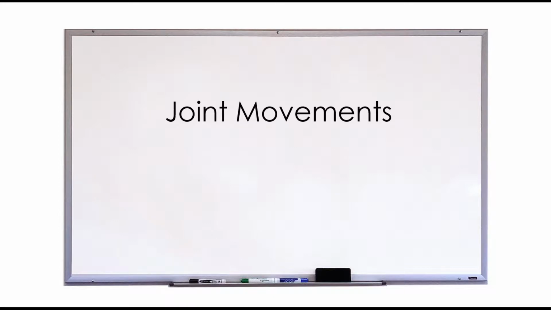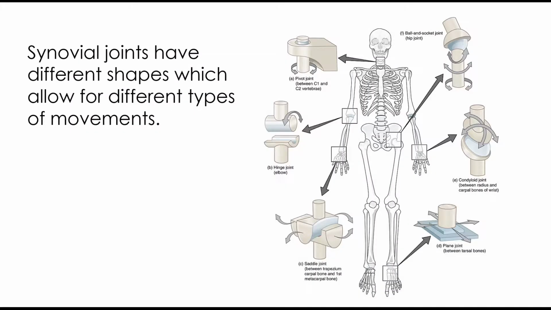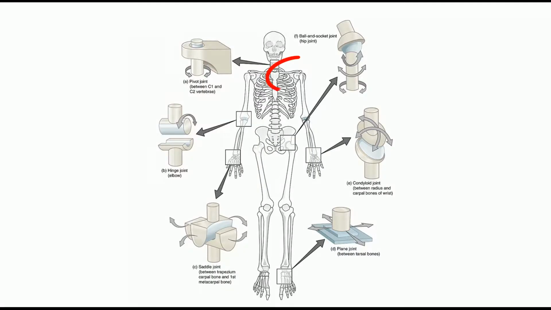Let's learn about the movements of the synovial joints of the body. Most of the body's joints are synovial joints, which are diarthrotic or freely movable. Synovial joints have different shapes that allow for different types of movements. Let's begin with the shoulder and hip.